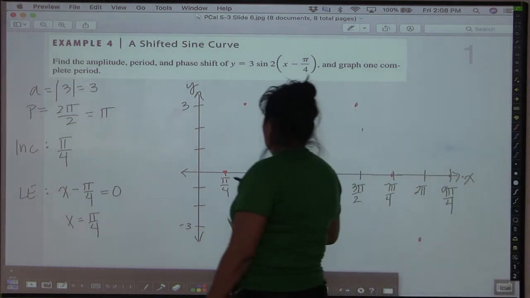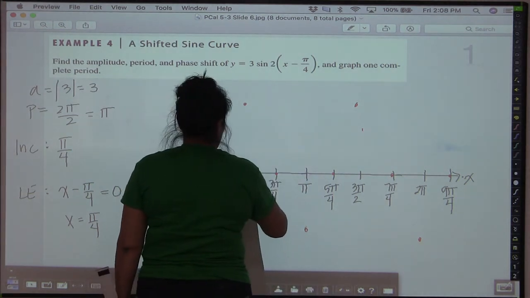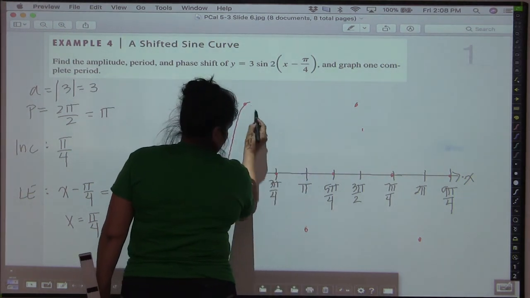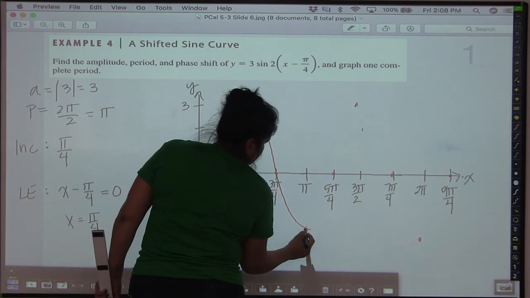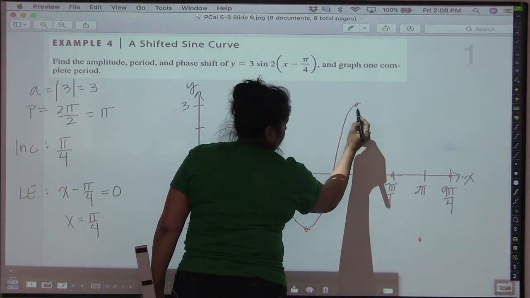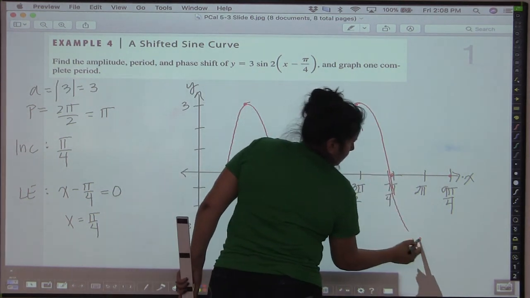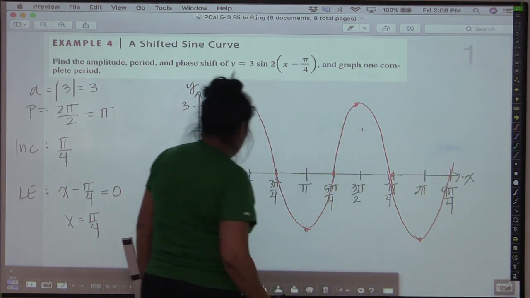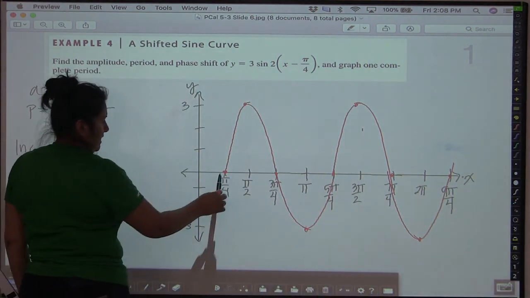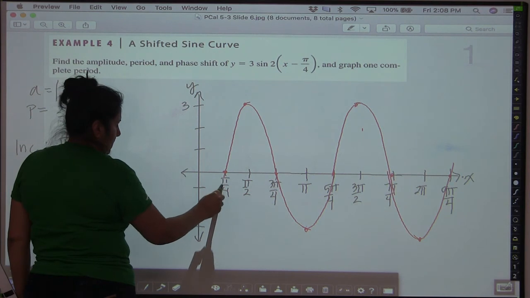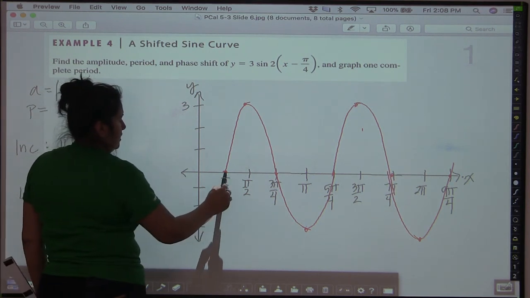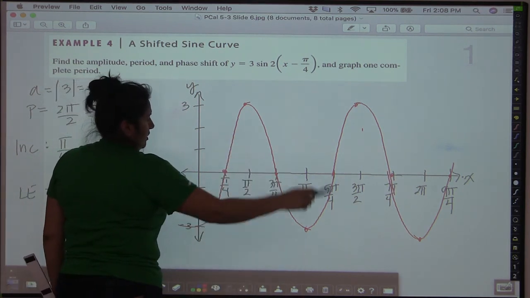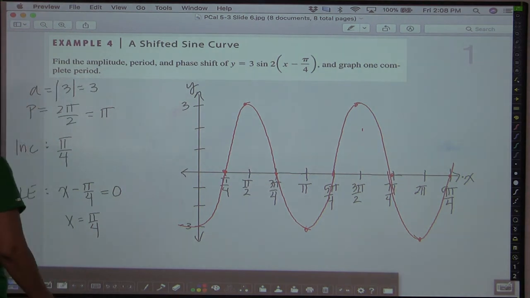So your curve is going to look something like this. Alrighty. And so you can see that it starts at pi over 4. Now technically it can keep going this way, okay, but technically it starts right here. And so you get this little bit of a phase shift going on. So that is example 4.